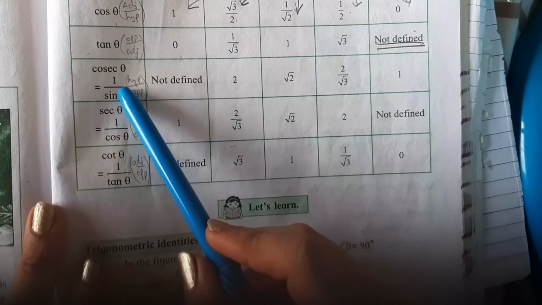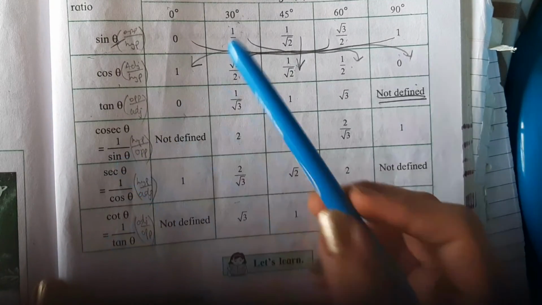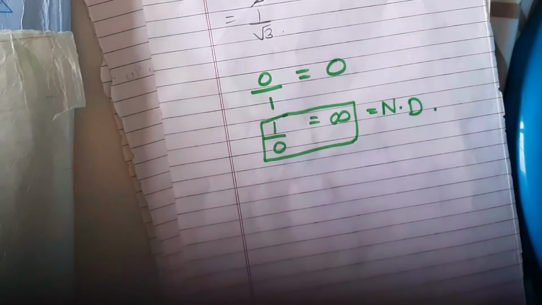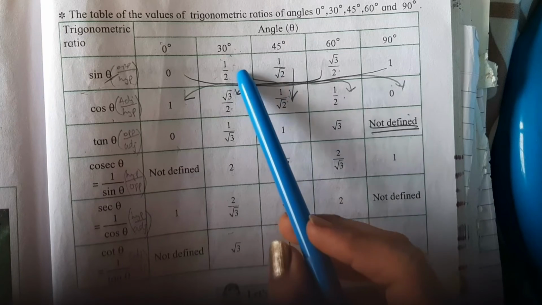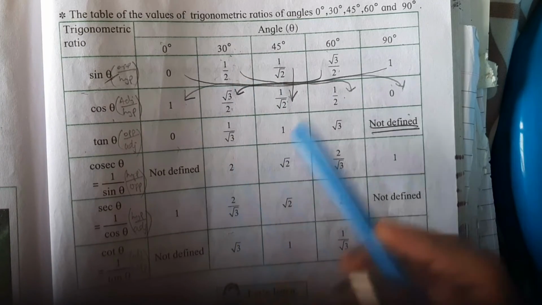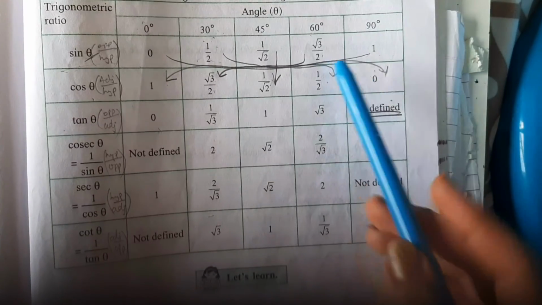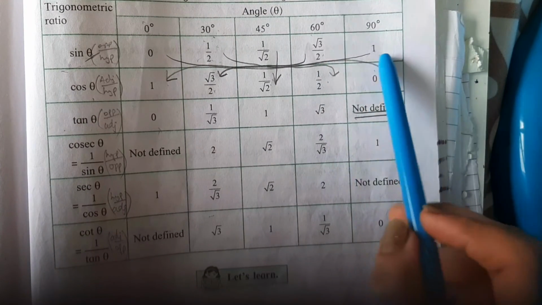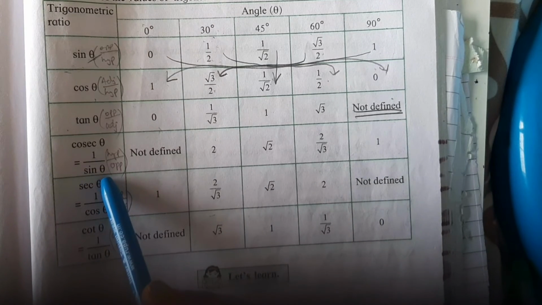Okay. Now cosec. We know that cosec is equal to 1 upon sine theta. So 1 upon 0 is infinity, and infinity is not defined. So here it is not defined. Now 1 upon half is 2. 1 upon 1 by root 2 is root 2. 1 upon root 3 by 2 is 2 by root 3. And 1 upon 1 will be equal to 1, because cosec is 1 upon sine.